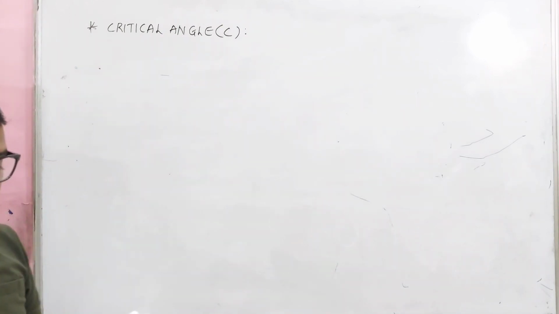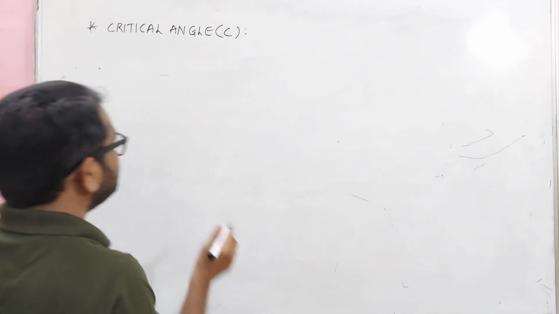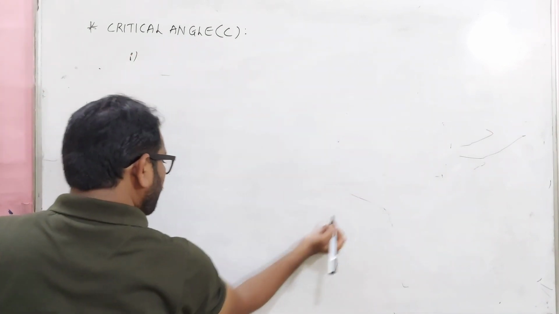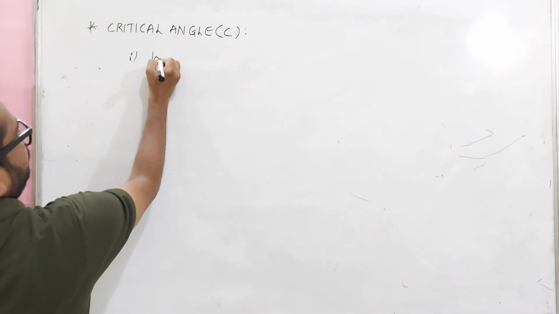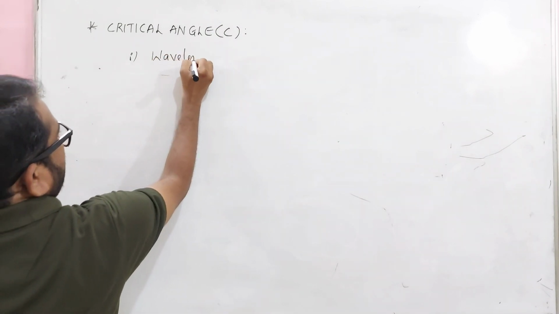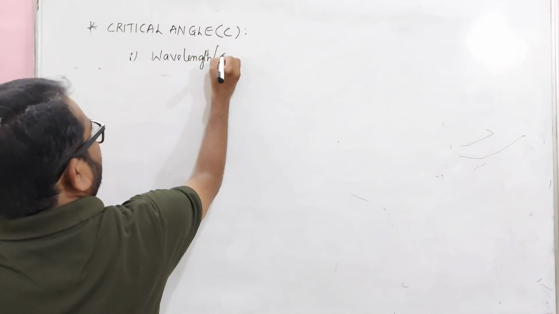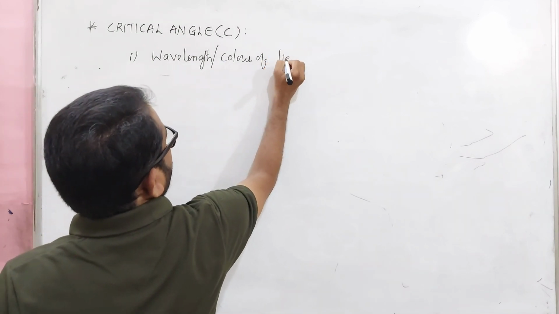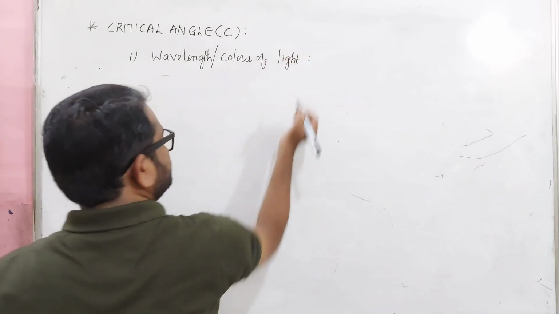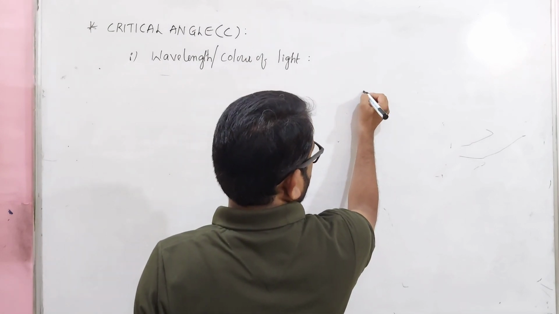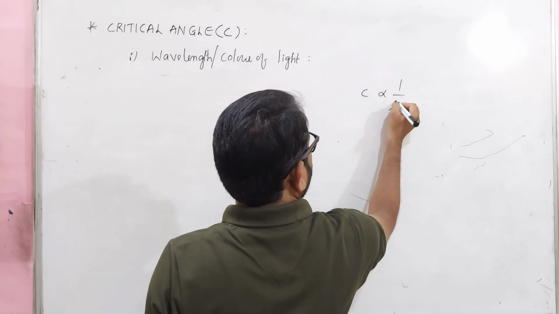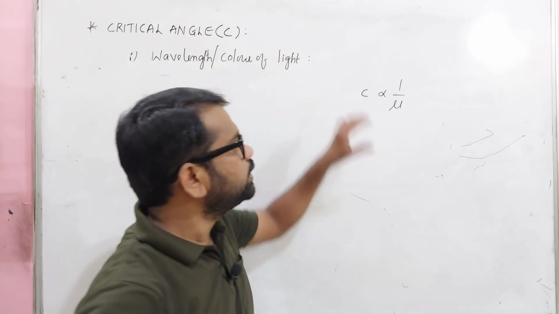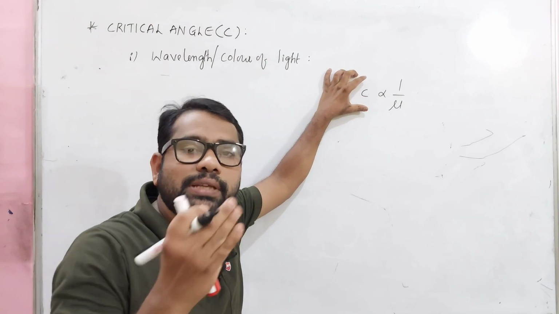Now, on which factors does critical angle depend? Children, the first point is very important. It depends on wavelength or color of light. We know that critical angle is inversely proportional to the refractive index. Just we derived: mu is equal to 1 by sin c. If c is very small, then sin c can be written as c only.